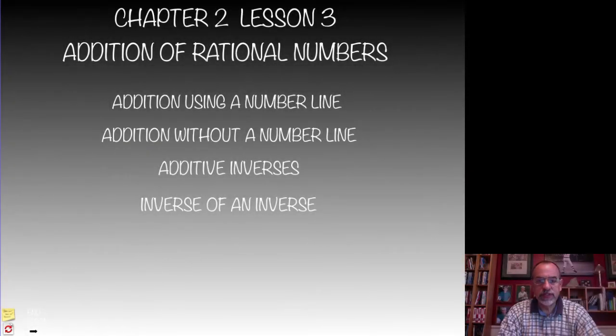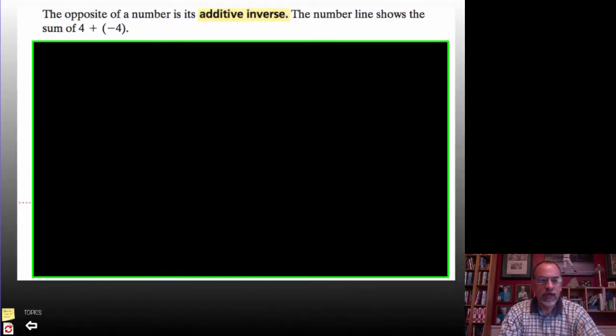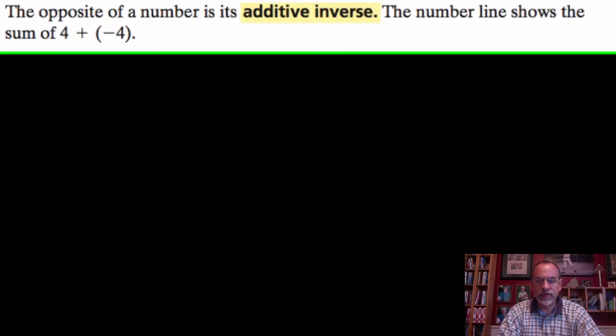Algebra Chapter 2, Lesson 3, and we want to look at additive inverses and then the inverse of an inverse. The opposite of a number is called its additive inverse. So additive inverse is just the mathematical terminology we use for the opposite of a number.